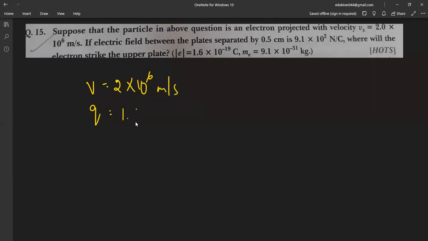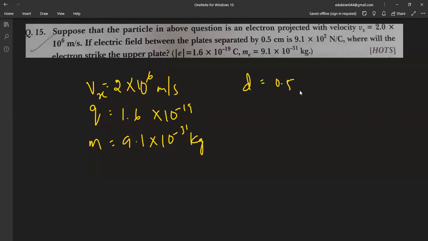Charge is 1.6 into 10 to the power minus 19. Mass is 9.1 into 10 to the power minus 31 kg. Velocity along the x-axis is this. Distance is given as 0.5 centimeters, so that becomes 0.005 meters. When will the electron strike the upper plate?